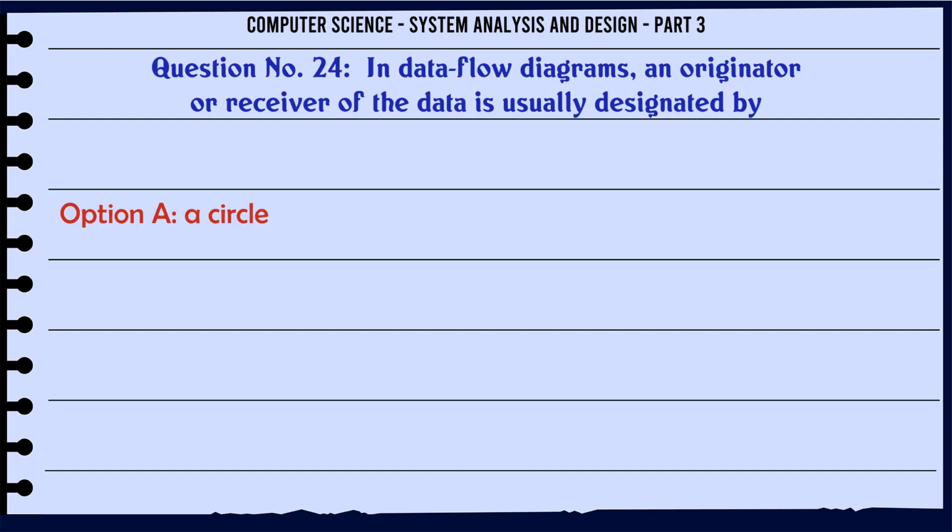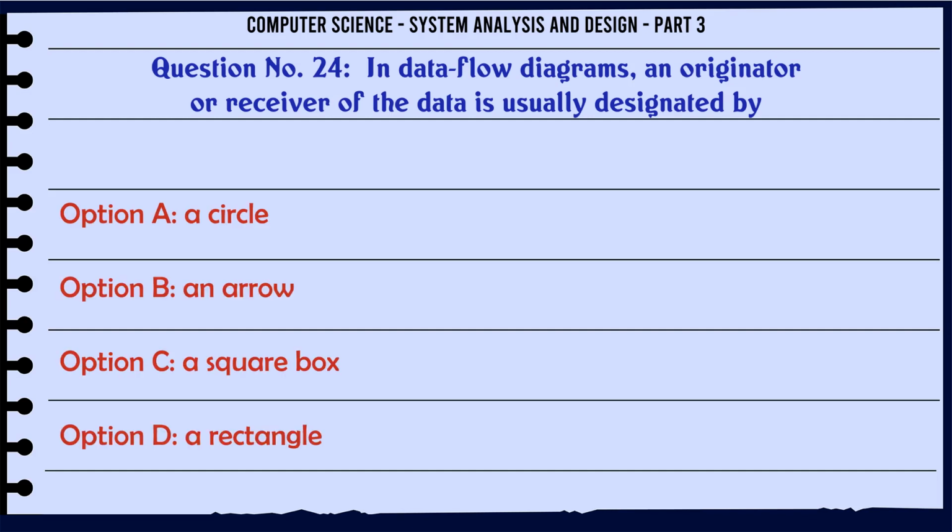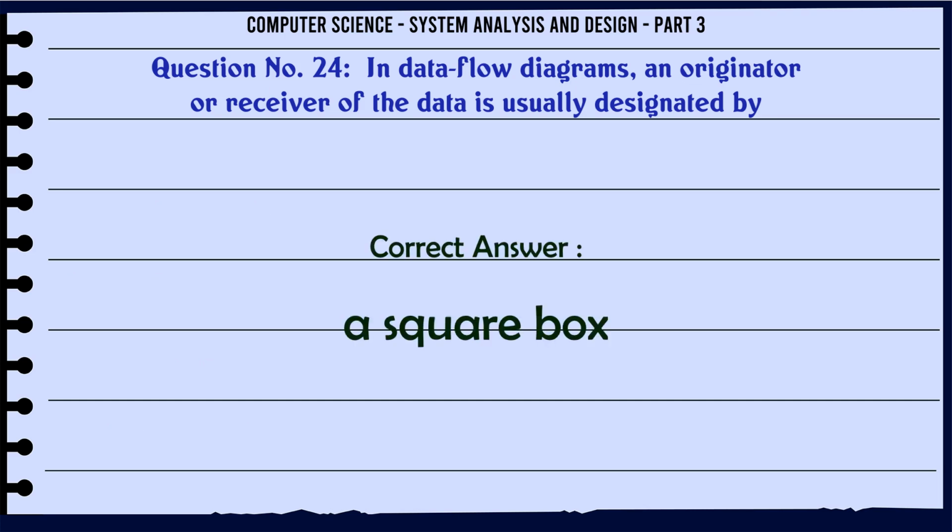In data flow diagrams, an originator or receiver of the data is usually designated by: A. A circle, B. An arrow, C. A square box, D. A rectangle. The correct answer is a square box.